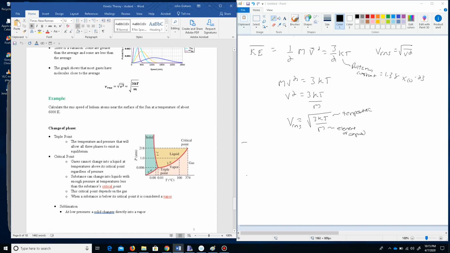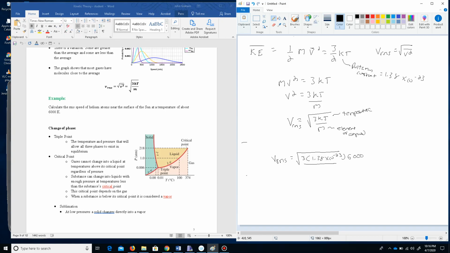Right, so if we want to calculate the RMS speed of helium atoms near the surface of the sun at a temperature of about 6,000 K, root mean squared equals the square root of 3 times 1.38 times 10 to the negative 23rd times 6,000. And then we have to get the mass of the helium.